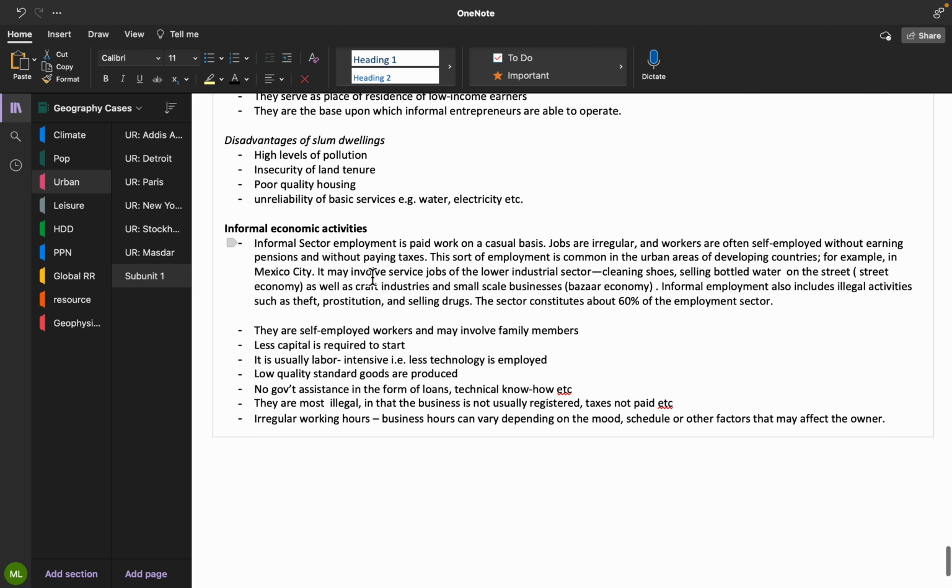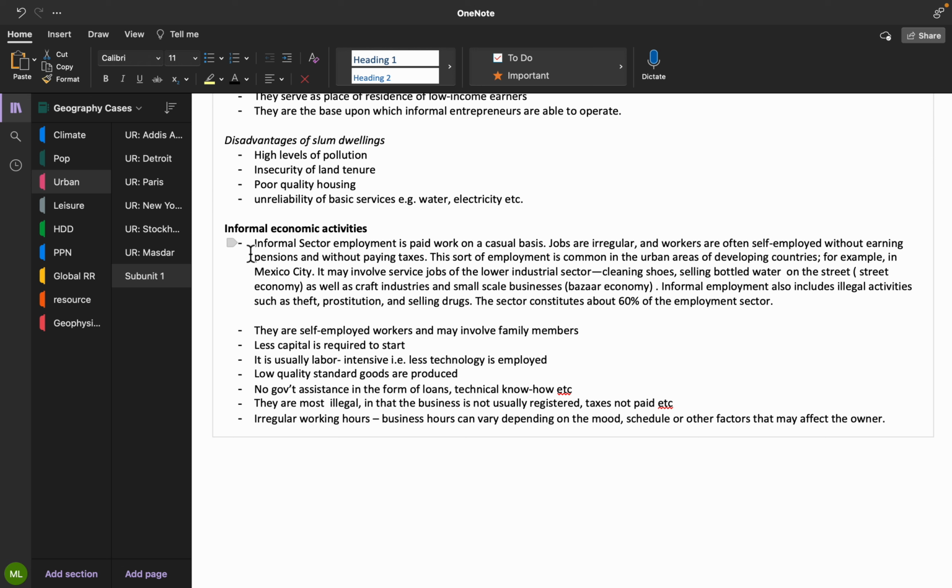And let's look at the informal economic activities. The informal sector, which you can usually associate with informal settlements, is paid work on a casual basis, so informal sector employment. Jobs are irregular in the informal sector, and workers are often self-employed without earning pensions and without paying taxes. That's why they don't get pensions. This sort of employment is common in urban areas of developing countries, for example, in Mexico, like Mexico City.